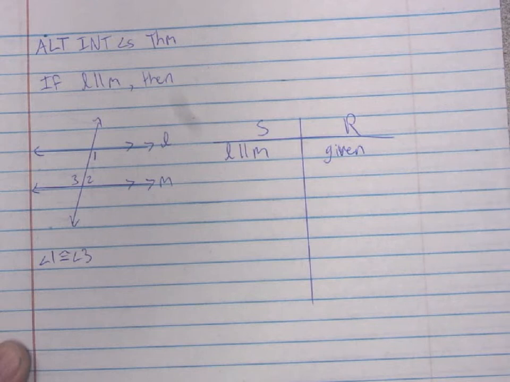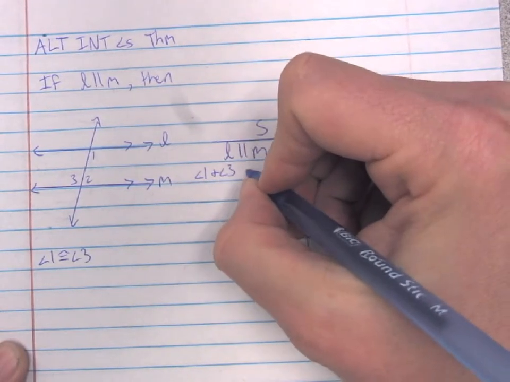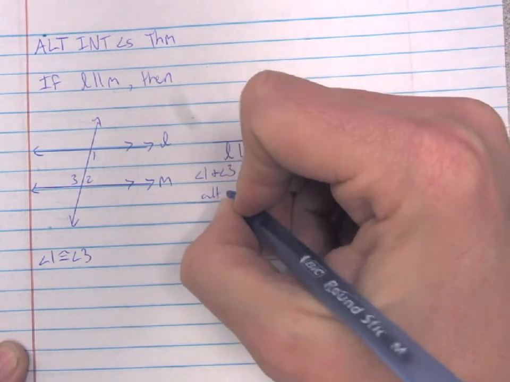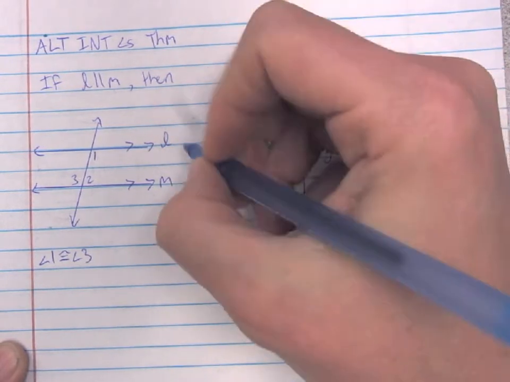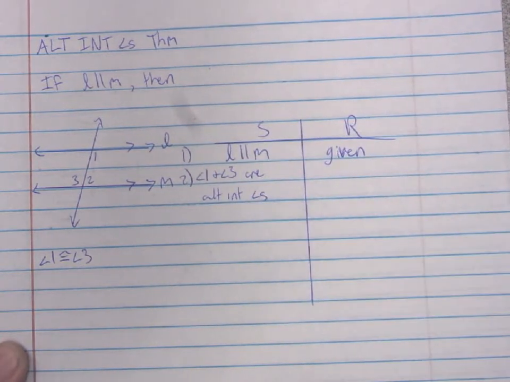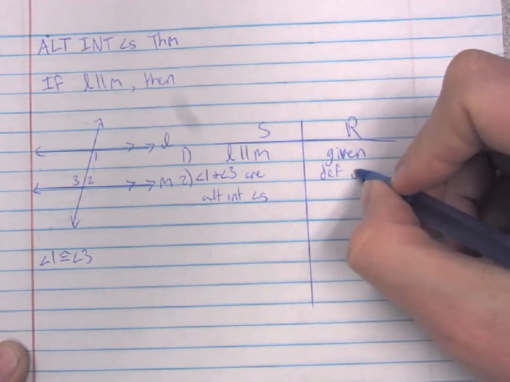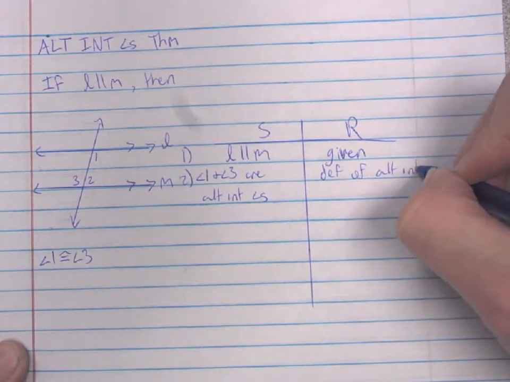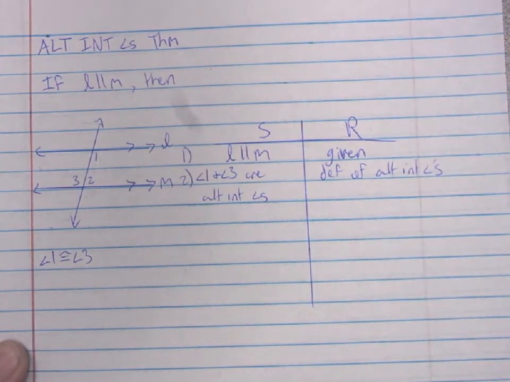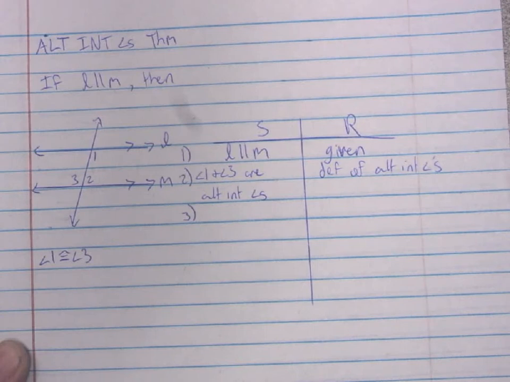Now we also might want to mention that angle 1 and angle 3 are alternate interior angles. So step 1, step 2. Now we can tell that from the figure. That's just a definition. We talked about the definition of alternate interior angles. So I'm going to write def of alt int angles. Abbreviations are fine, encouraged maybe even. Just make sure that you're clear and you're not abbreviating to the point where people can't understand you.